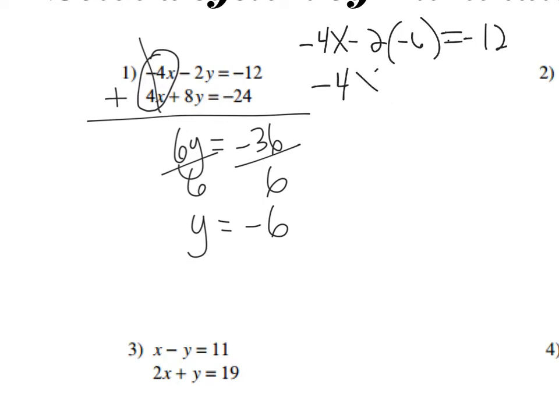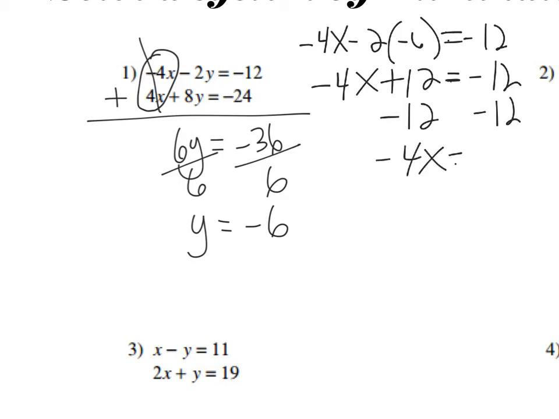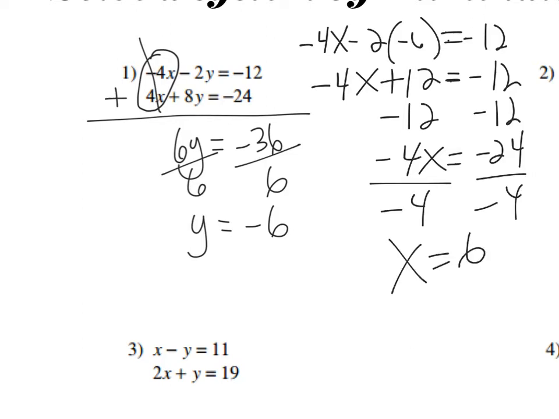So negative 4x plus 12 equals negative 12. When I multiply negative 2 and negative 6, it became positive. I'm going to subtract 12 from both sides. So I have negative 4x equals negative 24. And then divide both sides by negative 4. And so x is going to be positive 6. And I have the full solution, x and y.